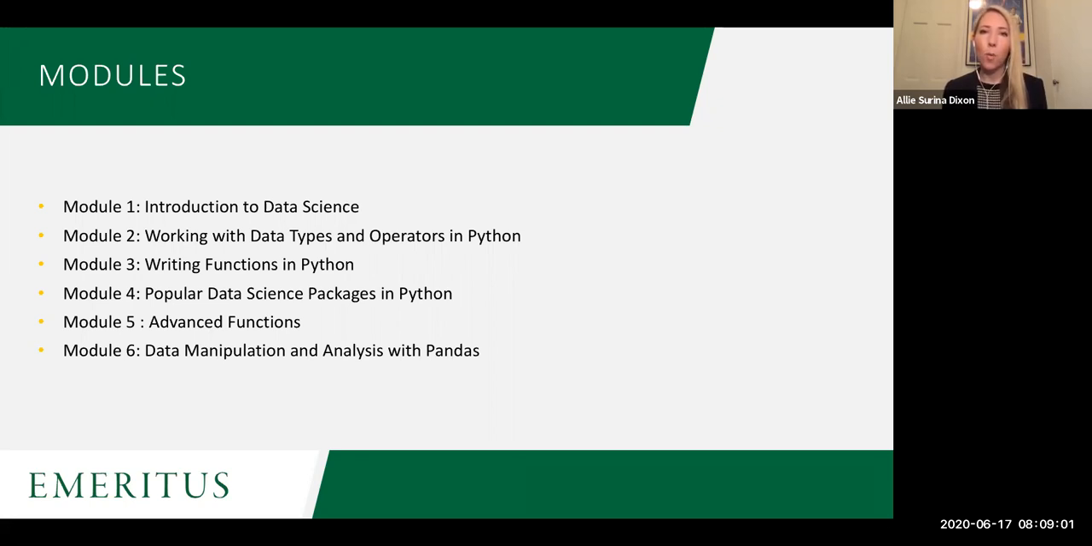So to be able to work with data, to be able to read in your data, analyze your data, visualize your data. So we're going to teach you all the things that you need to know in Python in order to do that. And mostly it's going to be working with data types and operators, writing your own functions in Python so that you can do the same thing over and over again. We're going to go over popular data science packages in Python, and these are like NumPy and Pandas. I think those are the two most, and Matplotlib and Seaborn, which are visualization, which are very, very important.